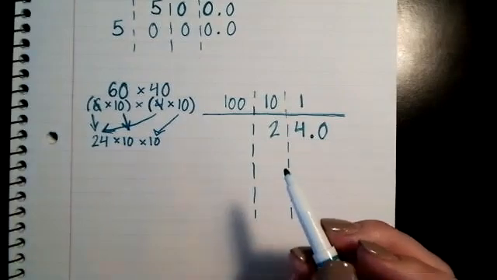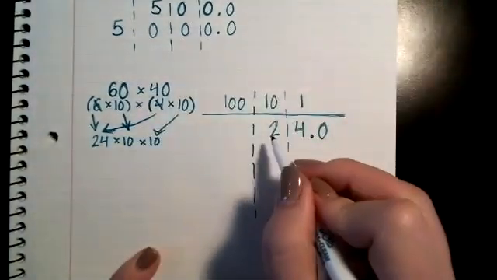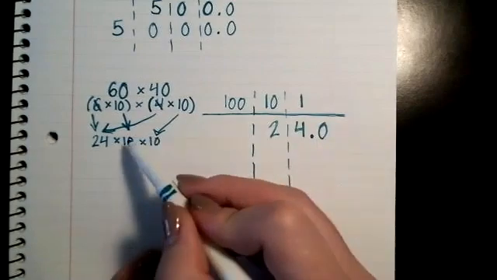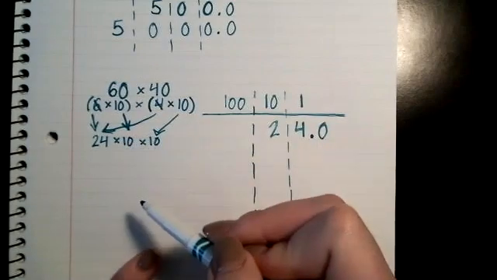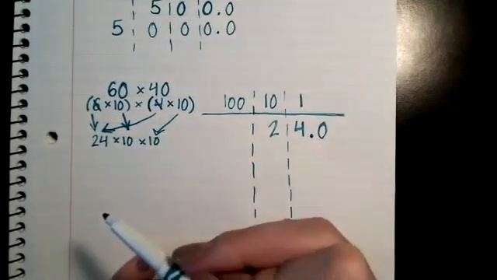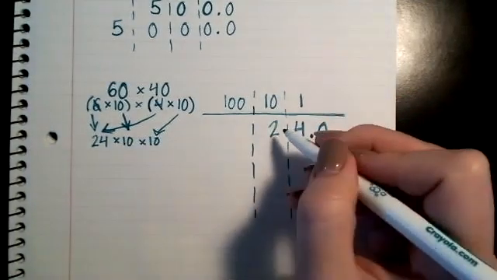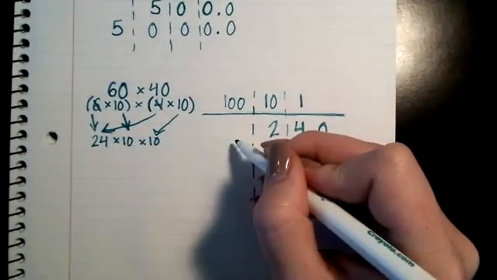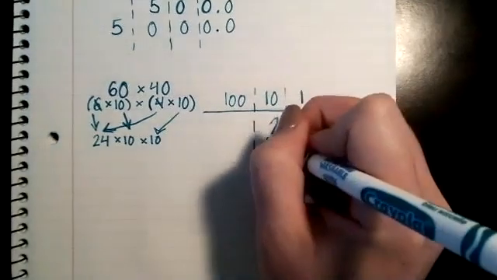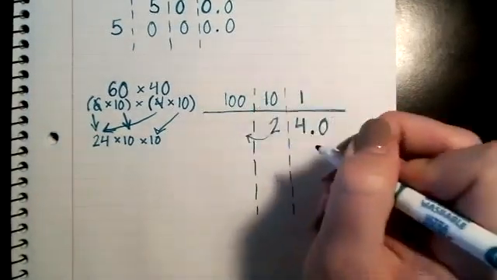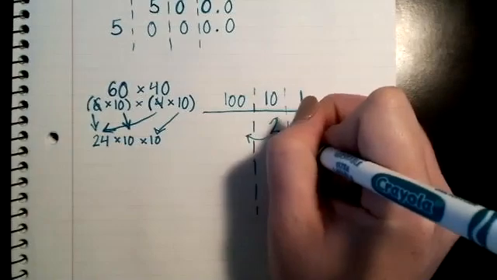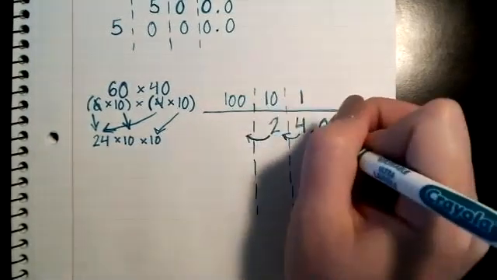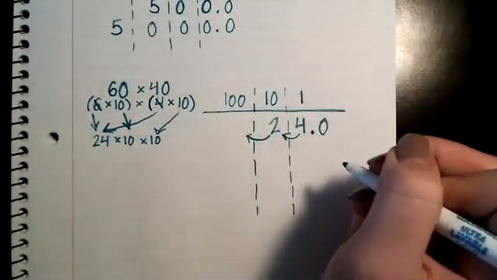Okay, so if I have 24, I need to multiply it by 10 and then 10 again. So I'm going to just do one 10 first. When I multiply by 10, everything gets moved over to the next place value. My 2 is going to go over to the hundreds. My 4 is going to go over to the tens. The decimal point stays in place.